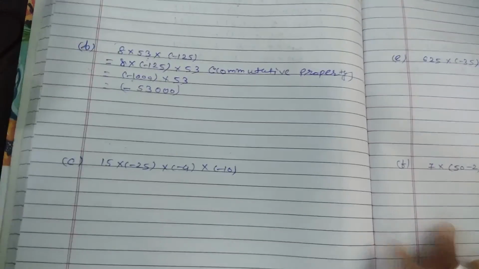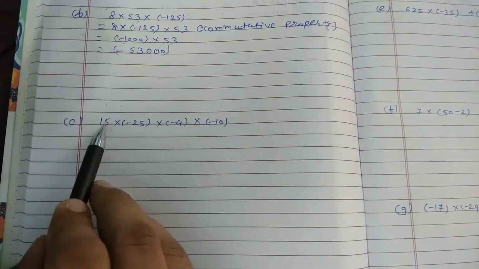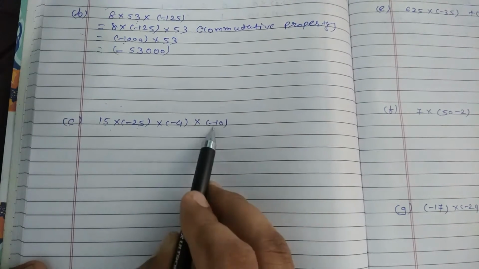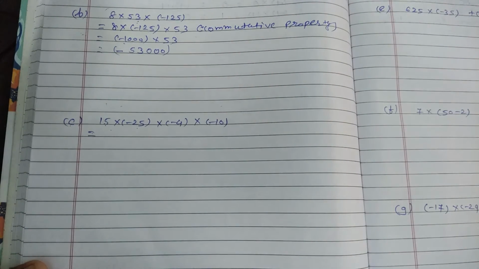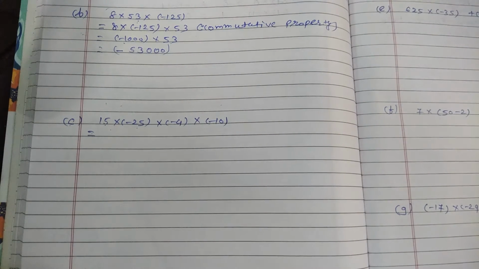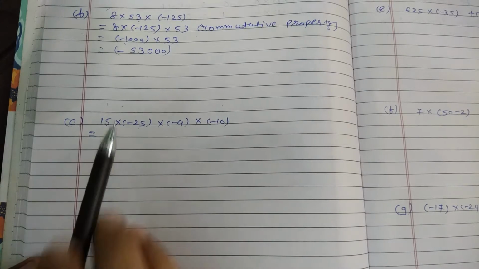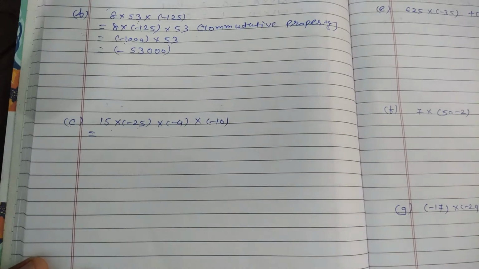Now next sum number 3. C, 15 multiplied by minus 25 multiplied by minus 4 multiplied by minus 10, that is equal to, now here to make the multiplication easier, what we can see, when we multiply 25 multiplied by 4 we get 100, and 15 multiplied by 10 we get 150. Directly we can do. So we will interchange the order. That means here we will use commutative property.